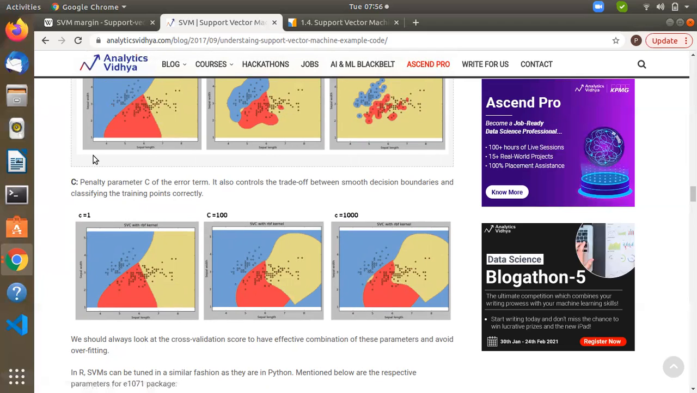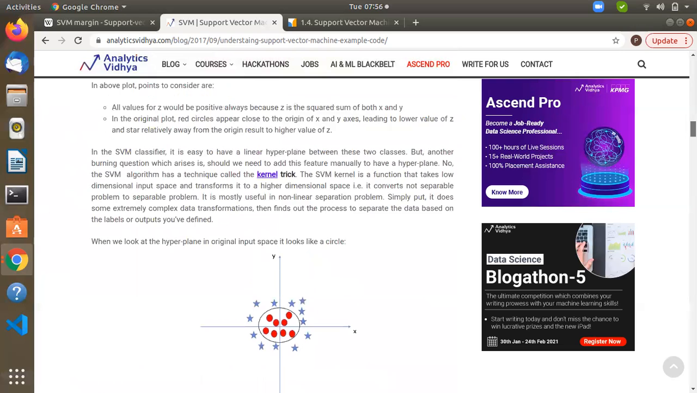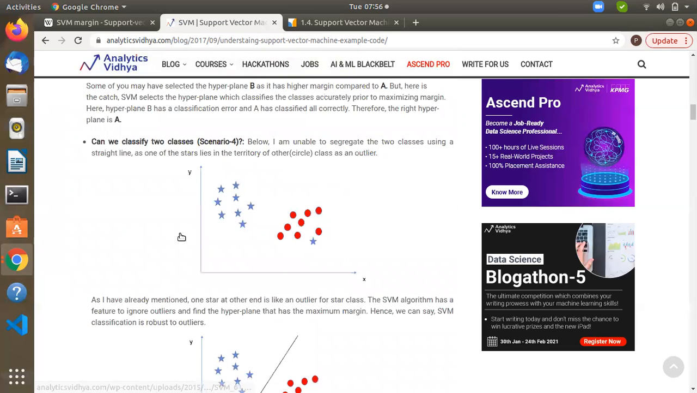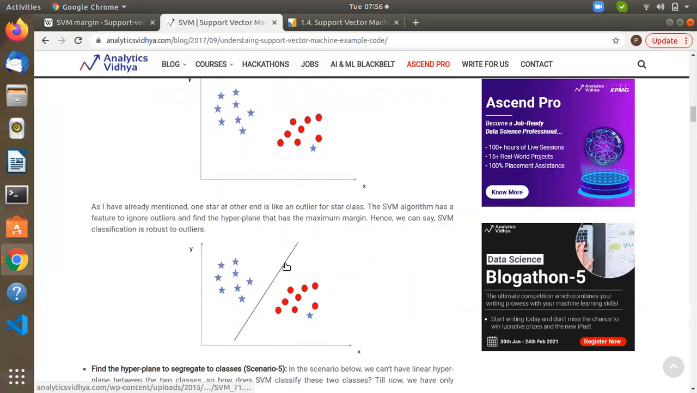C is a penalty parameter of the error term. Let me explain in another diagram. Here you can see that these are all one class. If we implement the SVM model, we get the best hyperplane, and after that we draw two more parallel hyperplanes.